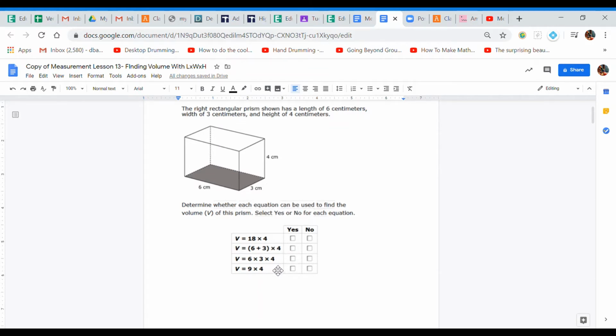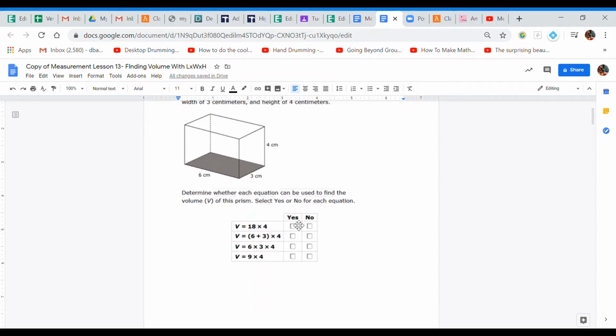Our third one, 6 times 3 times 4. So this is breaking things down a little bit more and getting into the meat of today's lesson. We already did 6 times 3 times 4 to find the first one, 18 times 4, because 6 times 3 gets us our base of the shape. 6 times 3 equals 18, which is the base area, and then times 4. What this is showing us is we can take the same formula from last lesson, base times height, and break it into a little bit more detail and say length times width times height also equals volume.